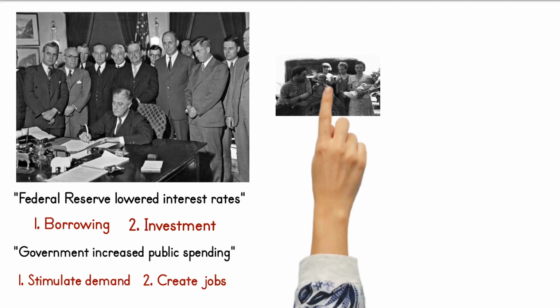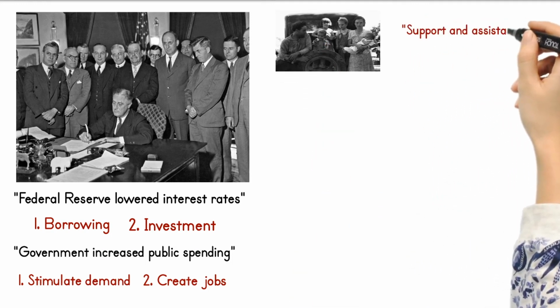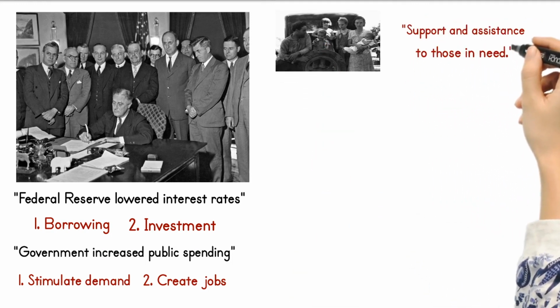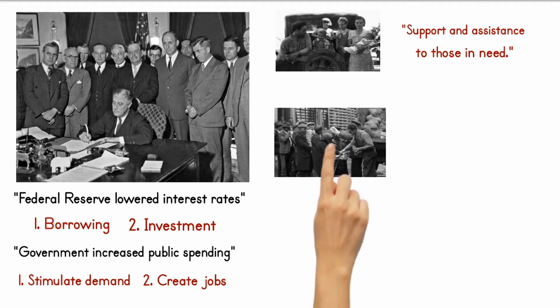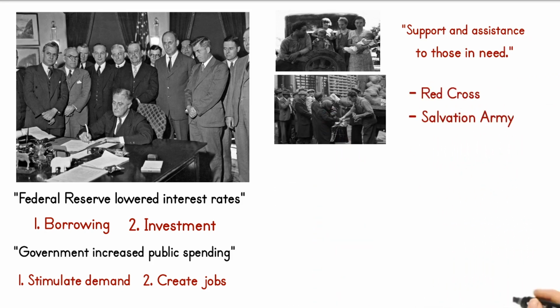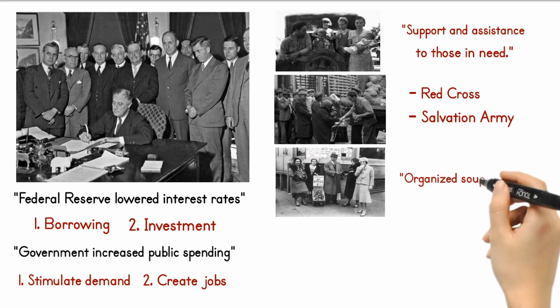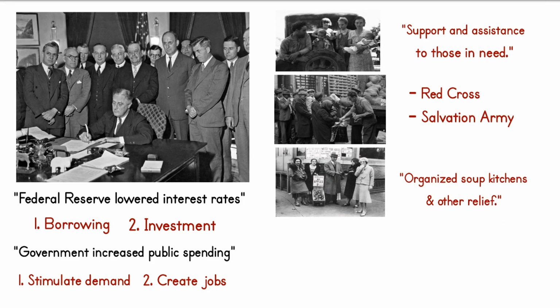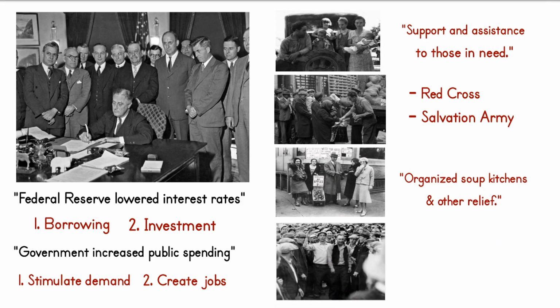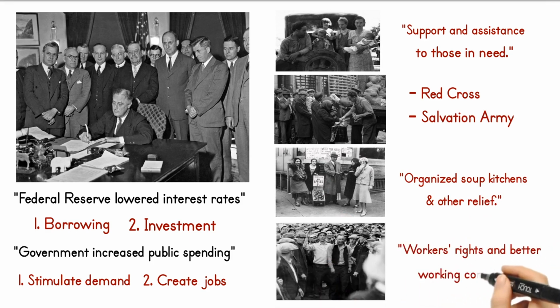At the societal level, many Americans banded together to provide support and assistance to those in need. Charitable organizations such as the Red Cross and the Salvation Army provided food and shelter to the homeless, while community groups organized soup kitchens and other forms of relief. Labor unions also played a role in advocating for workers' rights and better working conditions.